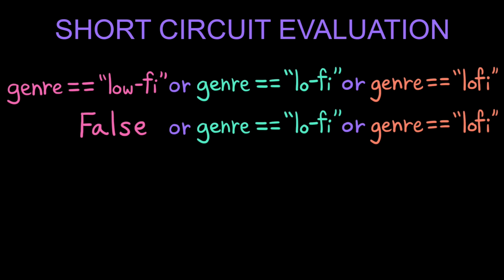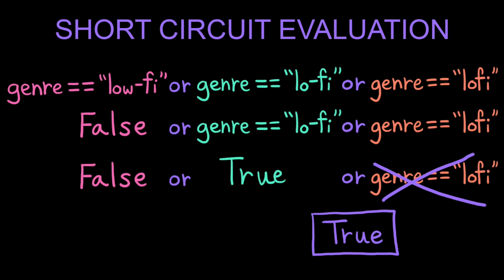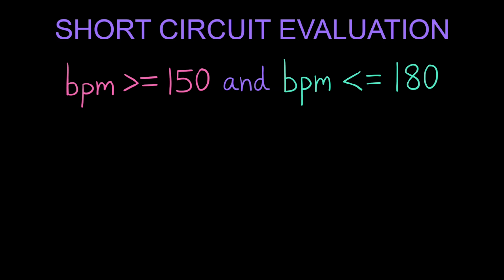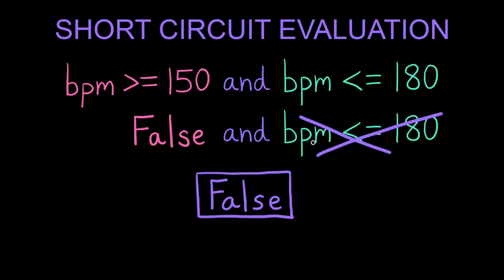With the OR operator, the computer stops evaluating as soon as it finds a side that evaluates to true, because no matter what's on the other side, the expression will always evaluate to true. True or true evaluates to true, and true or false also evaluates to true. With the AND operator, we have the opposite. The computer stops as soon as it finds a side that evaluates to false. No matter what's on the other side, the whole expression will evaluate to false, because false and true evaluates to false, and false and false also evaluates to false.